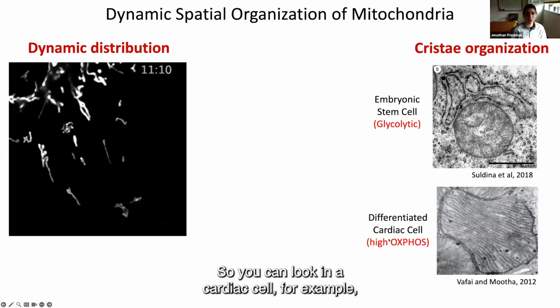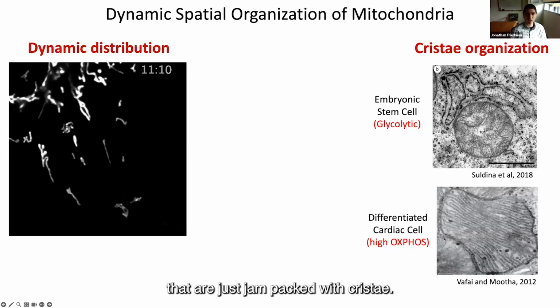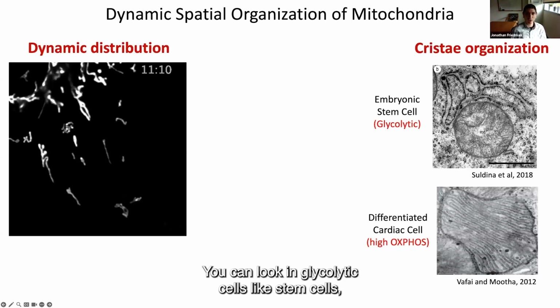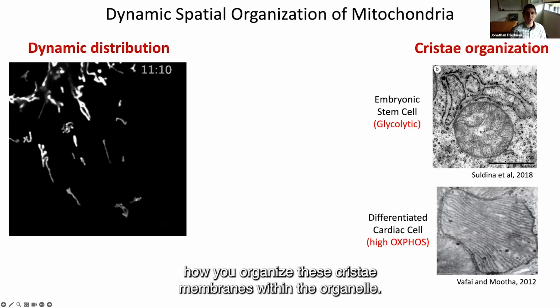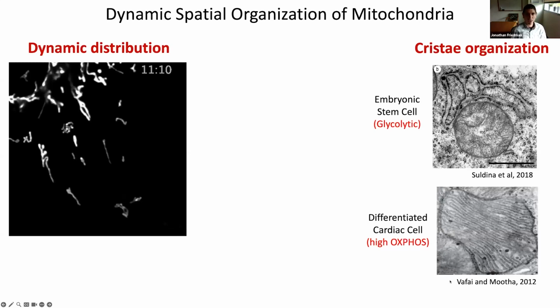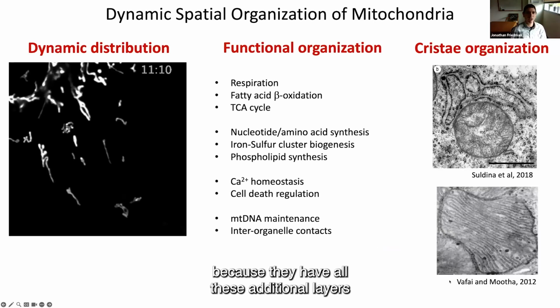You can look in a cardiac cell, for example, and they will have mitochondria that are just jam-packed with cristae. You can look in glycolytic cells like stem cells, and they have very disorganized cristae. So from this internal perspective, we can also ask questions about how you organize these cristae membranes within the organelle. And then mitochondria are amazing because they have all these additional layers of complexity, right?